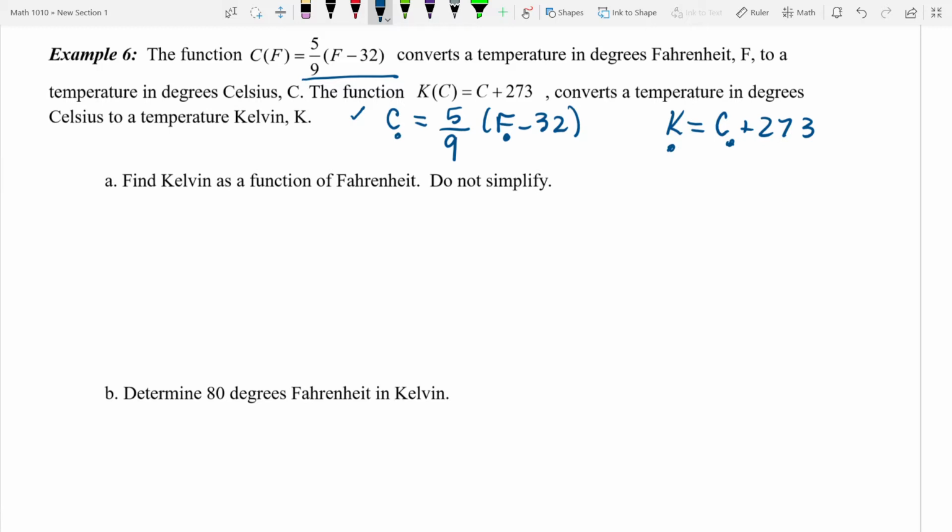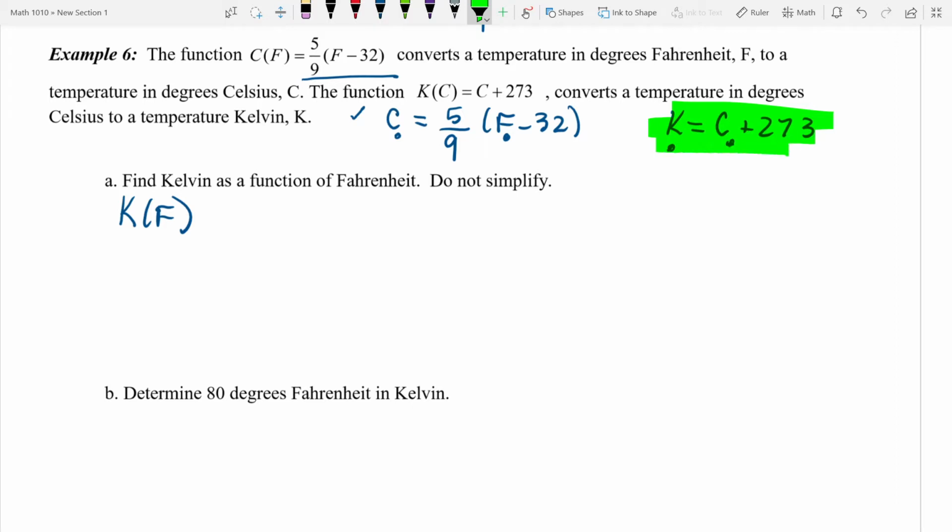So read the question. Find Kelvin as a function of Fahrenheit. So this is what they want. Kelvins in terms of Fahrenheit. Okay, well look what I've got, you guys. Watch. This is just a substitution problem. That's all it is. You know how we did solving the systems and we did substitution and elimination? That's all it is.